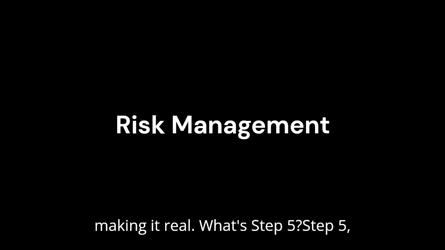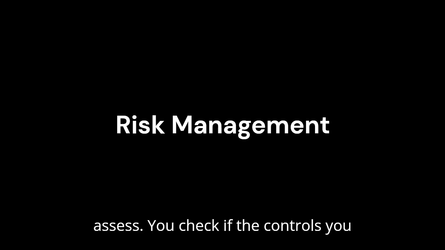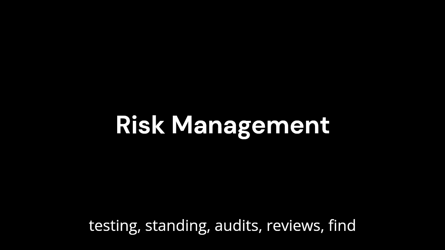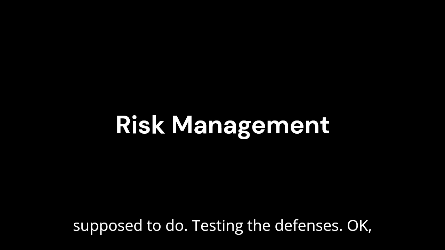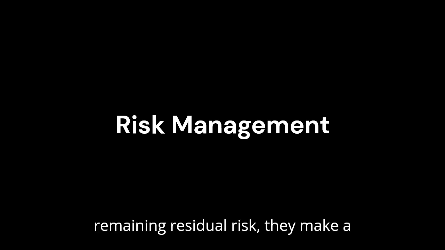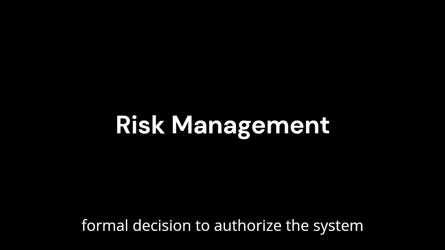What's step 5? Step 5, assess. You check if the controls you implemented are actually working correctly and effectively. Through testing, scanning, audits, reviews, find out if they're doing what they're supposed to do. Testing the defenses. Okay, step 6. Step 6, authorize. Senior management reviews the assessment results. Based on the effectiveness of the controls and the remaining residual risk, they make a formal decision to authorize the system to operate. It's the official acceptance of the risk. The formal go-ahead.